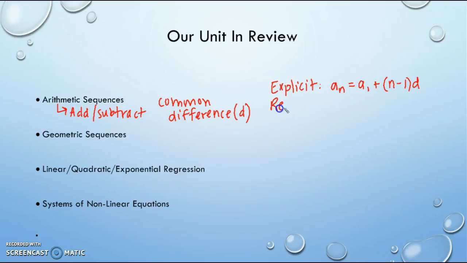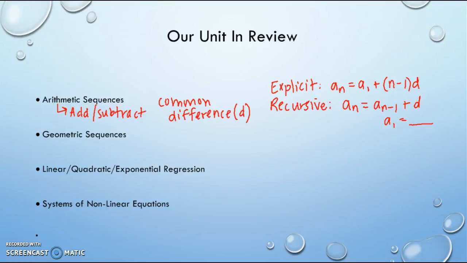The recursive formula is not as common, but it's the a sub n, so the term we're looking for now is the term before, plus the common difference d. And then we always say that a sub 1 is whatever, so we say where it starts at. So the term we're looking for, the next term, I guess, is the now term plus the common difference.